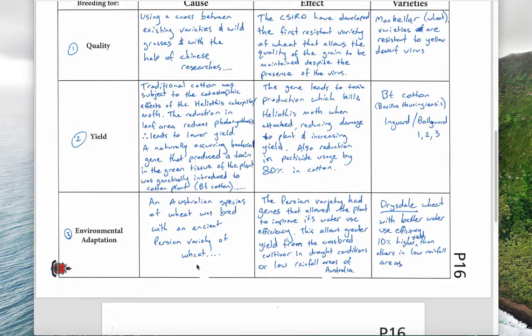So basically scientists, plant breeders, crossed the Australian species of wheat with a Persian variety of wheat, and that led to a variety which is better at its water use efficiency, so it's more highly water efficient, and it allows greater yield from the crossbred cultivar in drought conditions or low rainfall areas in Australia. So you're getting 10% higher yield in drought conditions. So the key environmental adaptation is that it can survive and still produce during a drought.